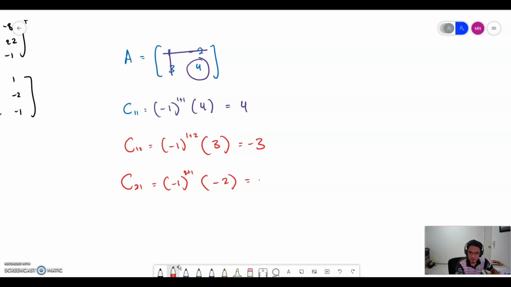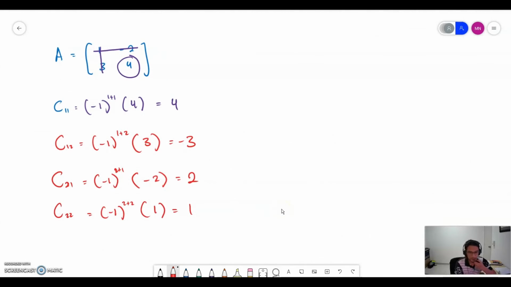So it will become equal to 2. So then C22 equal to negative 1 to the power of 2 plus 2, and we have 1. And right here we have the final answer equal to 1. So this is the cofactors for a 2 by 2 matrix.